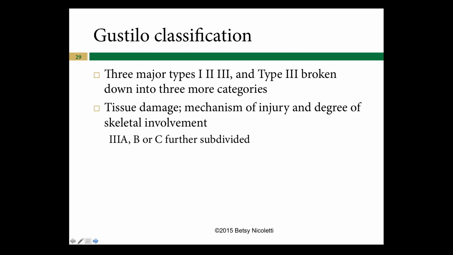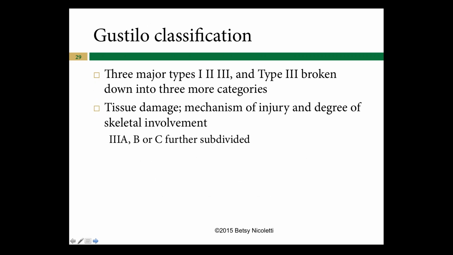And the Gustilo classification, the clinicians all know this, but we coders are going to depend on our clinicians to tell us. You can Google it and read about it, but it's about the amount of tissue damage, the mechanism of injury, and the degree of skeletal involvement.